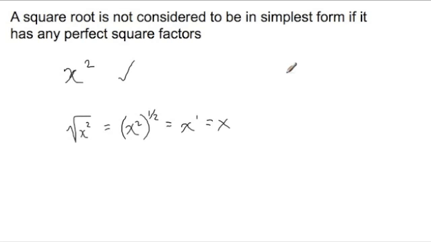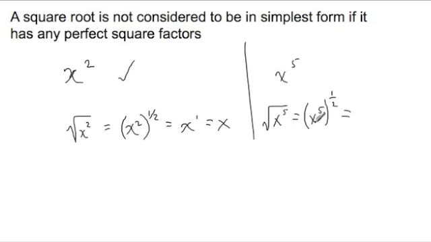Now let's consider x to the 5th. Is x to the 5th power a perfect square? Well, we need to see if we can take the square root of x to the 5th power and get an integer exponent. Again, we will apply the rule that the square root is the same as raising an expression to the 1/2 power. So let's take the expression inside the square root, x to the 5th, and raise it to the 1/2 power.